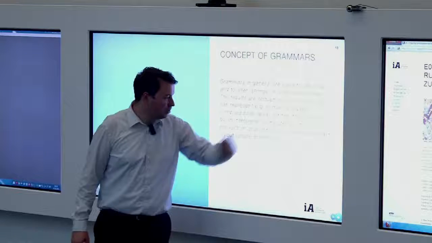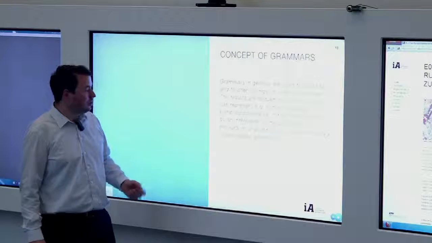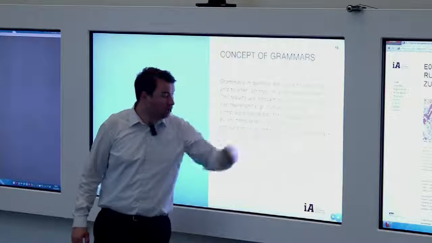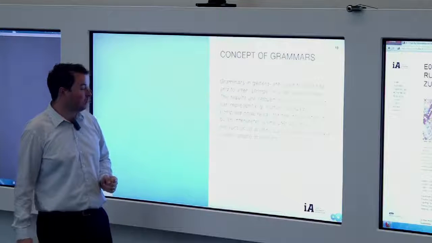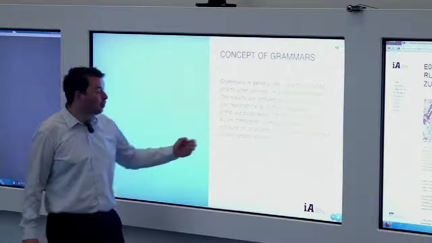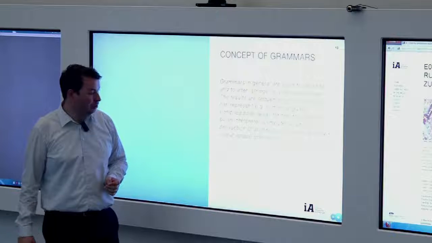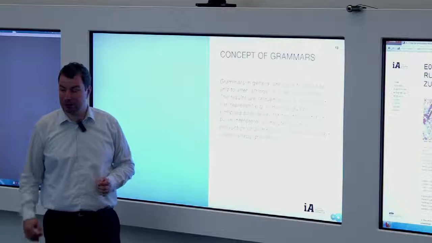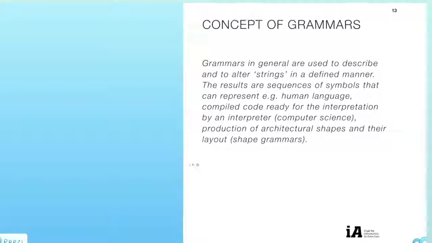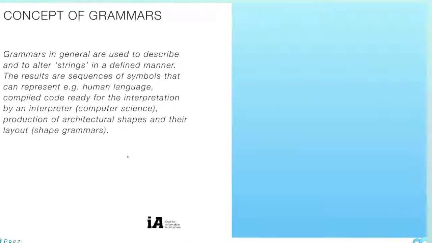that can represent, for instance, a human language, a specific human language like German, Swedish, or English. Or it can be, for instance, HTML code, C++ code or Java code that can be interpreted by a computer. Or it can be architectural shapes. If you look at the old temples from the classical Greek ages, for instance, they have a grammar used to formulate all the parametrics of the temple, all the columns, and so on. And these specific grammars, because they are related to shapes, are called shape grammars.